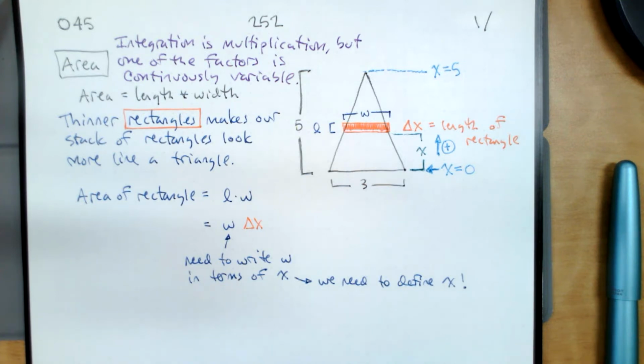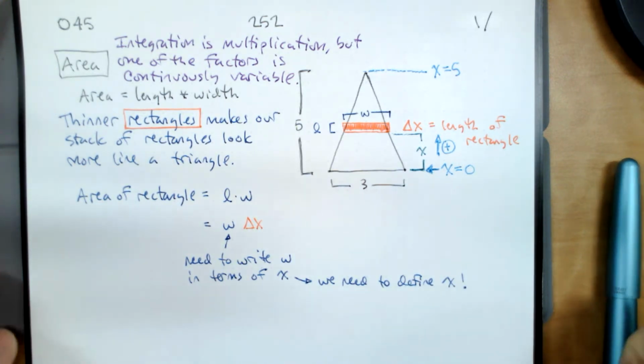Now we can write W in terms of X. What is the width of the rectangle that is X units above the base of the triangle? We can see by the sides that this is going to be a linear function because we have similar triangles running around. That means things are in proportion. Proportions are linear functions. So when X is 0, notice that the width of the triangle is 3. When X is 0, the width is 3.